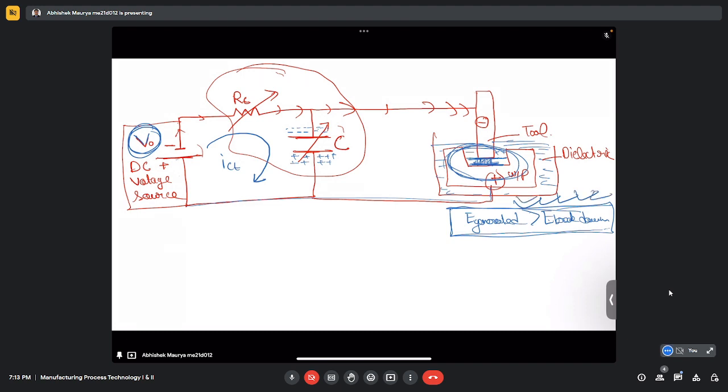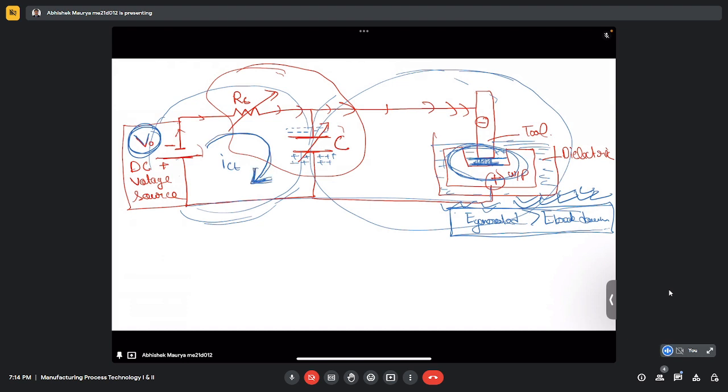So till the time this condition does not reach, this circuit will remain broken. So there is no conduction of electrons. Before this condition, this second circuit will remain disconnected, because this condition is not reached. If this condition is not reached, then between the tool and workpiece there is an insulator, no current will flow. Therefore before this condition there is no current inside this second circuit, but there will be some current inside the first circuit, that is called charging current.